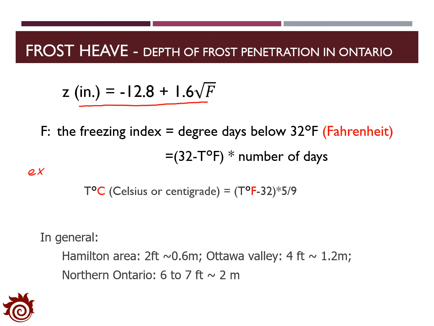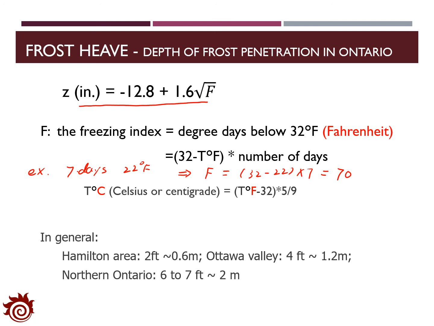For example, if we have 7 days with the temperature around 22 Fahrenheit, then we can find the freezing index as 32 minus 22 times 7, which will give you the value of 70.